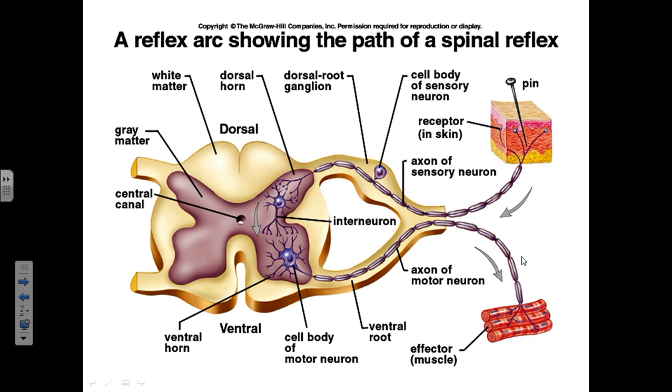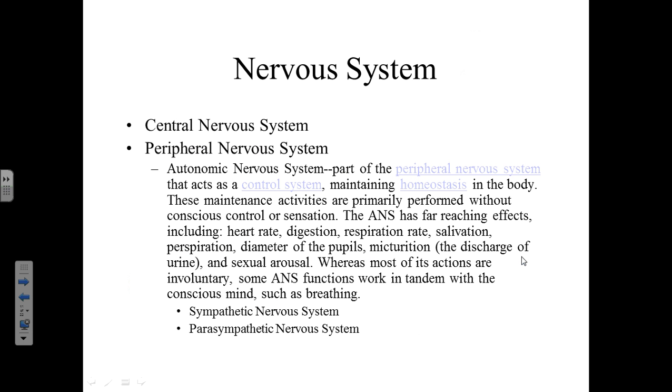One more brief thing that I will mention today, and then I will let you go. Let's talk about the basic organization of your nervous system. The central nervous system, the CNS. What two things make up the CNS? What two things make up your central nervous system? The brain and the spinal cord.